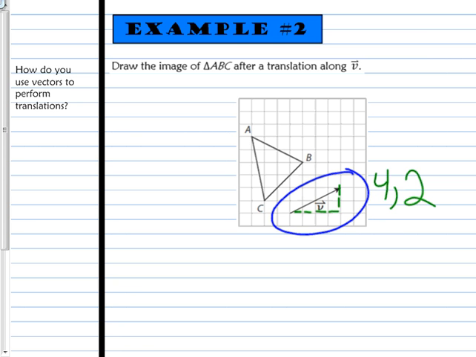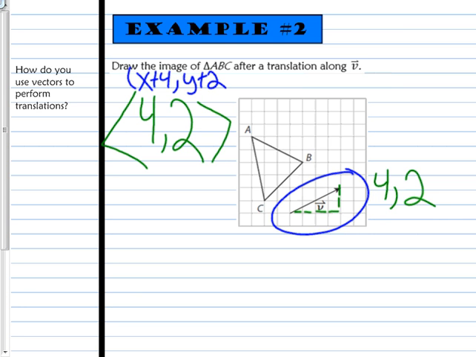So in component form, I would write 4, comma, 2, because that's my component form. It's moving to the right 4, and it's moving up 2. And again, this is similar to x plus 4. It's the same thing as x plus 4, y plus 2, which is the form that we've been used to. This is just another way of writing it.